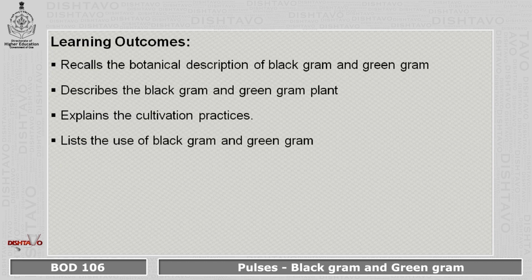At the end of this module, you will be able to recall the botanical description of black gram and green gram, describe the black gram and green gram plants, explain the cultivation practices of this crop, and also you will be able to list the use of black gram and green gram.